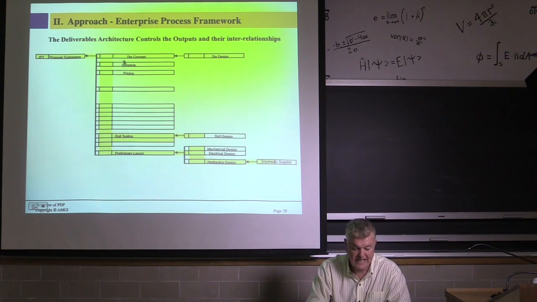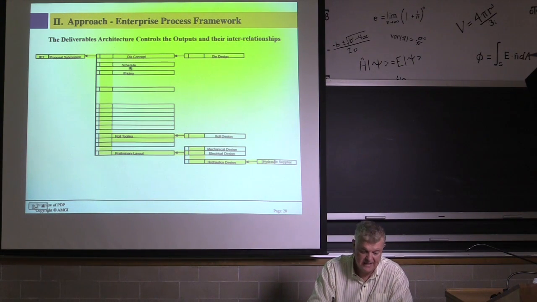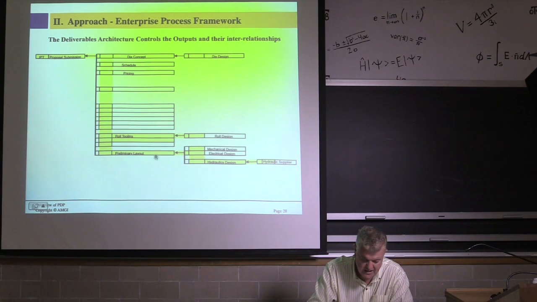So for a proposal, you had to have the die concept designed. You had to have a schedule telling when we're going to ship it. You had to have the pricing. And then the die design was the actual function that created the die concept. Roll tooling had to be developed. So these were the main components of this particular final deliverable.